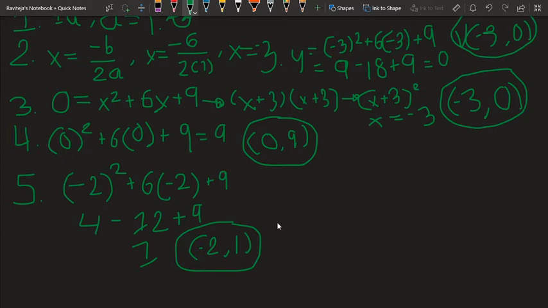Now let's plug in negative 1. So we get negative 1 squared plus 6 times negative 1 plus 9. If we simplify, we get 1 minus 6 plus 9, which is negative 5 plus 9, which is positive 4. So our point at x equals negative 1 would just be negative 1, comma 4.